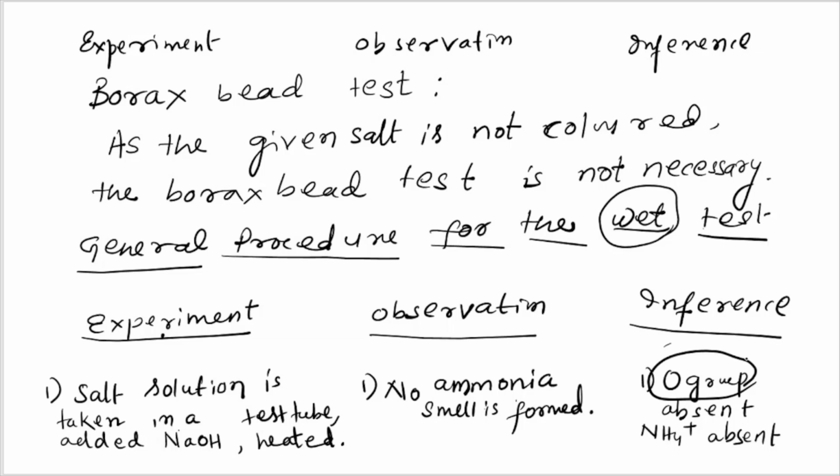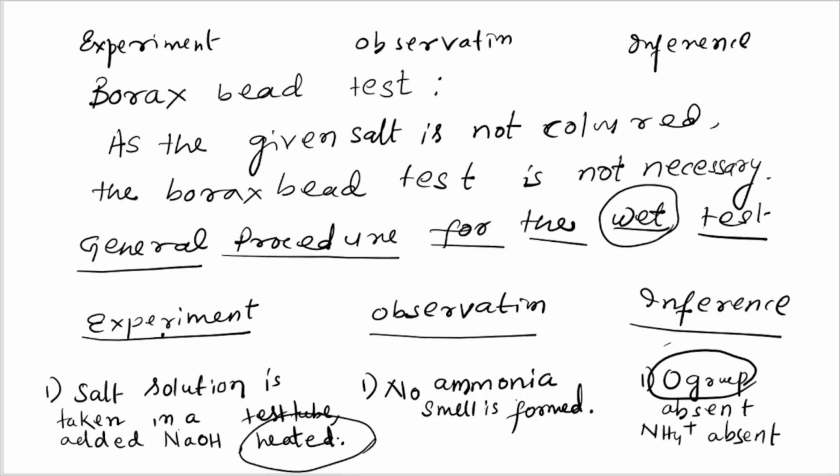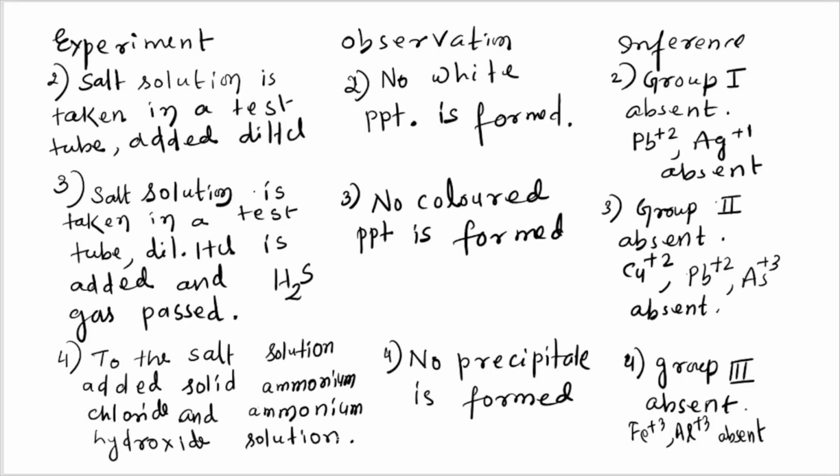Now here you will do the zero group test. For the zero group, the reagent is sodium hydroxide, heated strongly, and no ammonia smell. That means the zero group is absent. Zero group absent means ammonium NH4+ is absent. Then when the zero group is absent, where will you go? You will go to group 1.